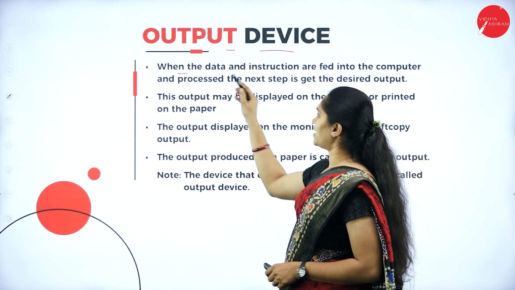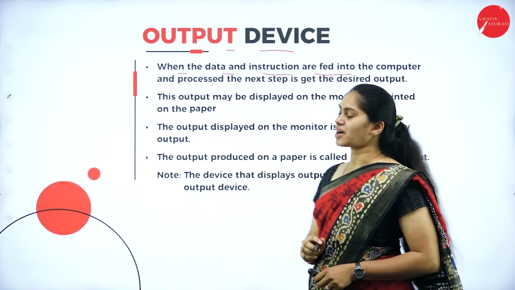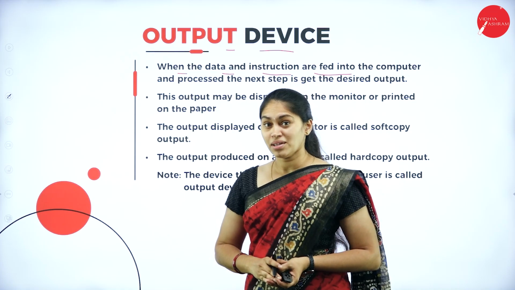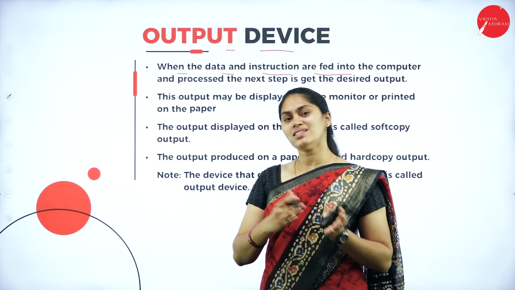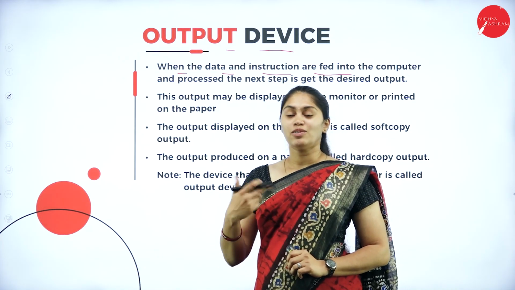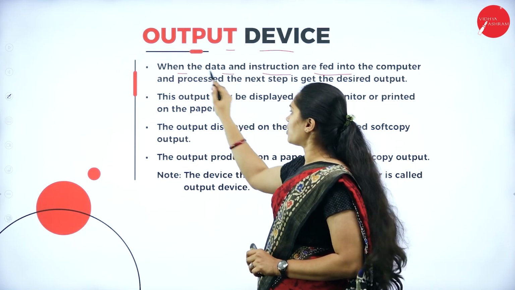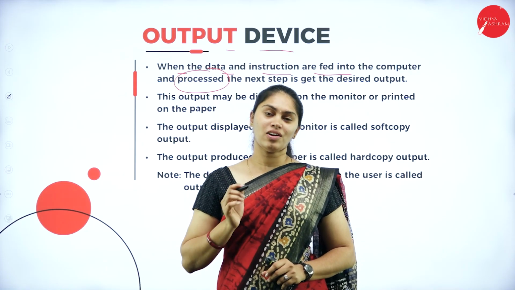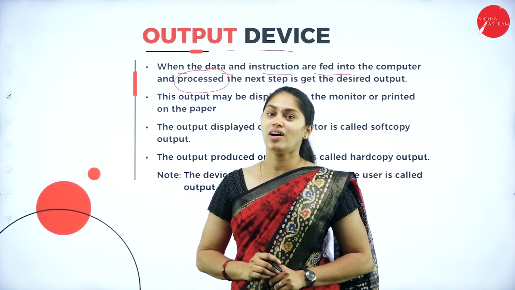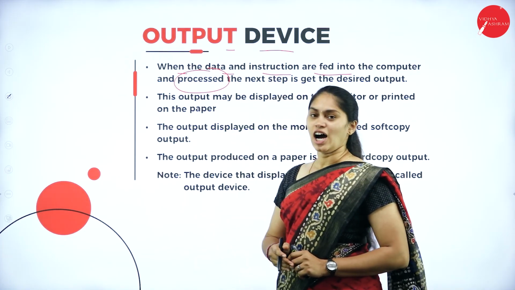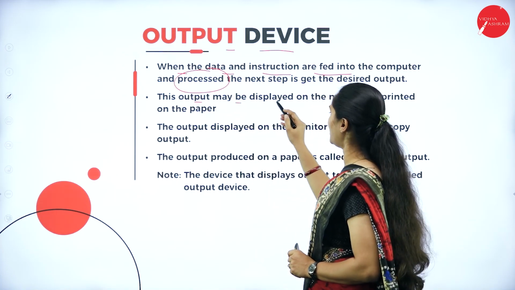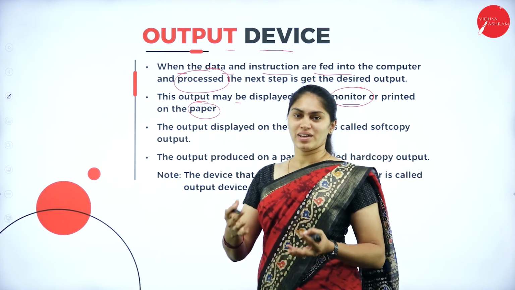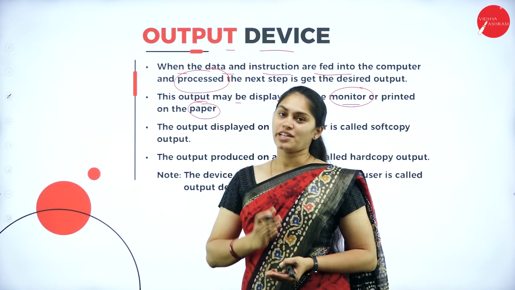When the data and instructions are fed into the computer, we are feeding data and information to the computer by making use of input devices. Once it is fed into the computer, notice the next step, that is processing. Once it got processed, then we have to display the result. In order to display that result, here we have output devices. The output may be displayed on the monitor or printed on the paper. So it can be a hard copy or a soft copy.